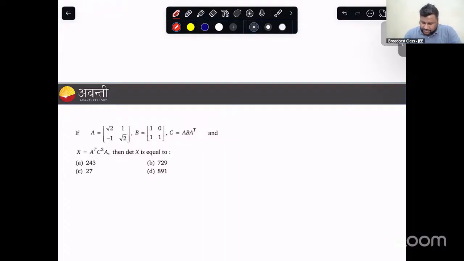Matrix A is given, matrix B is given, C is A, B, A transpose. And X is what? X is A transpose C square A. That is A transpose, C square is A, B, A transpose, A, B, A transpose, C written 2 times, into A. Got it? So determinant of X will be what?